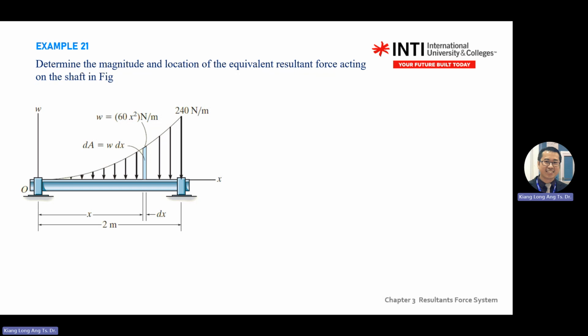So you have this shape with W equal to 60x squared Newton per meter, with a length of 2 meter. The area of an individual strip is W multiplied by small dx. So you need to integrate from here to here. You find the magnitude and location. Magnitude, you integrate this shape. This one is an application of magnitude.